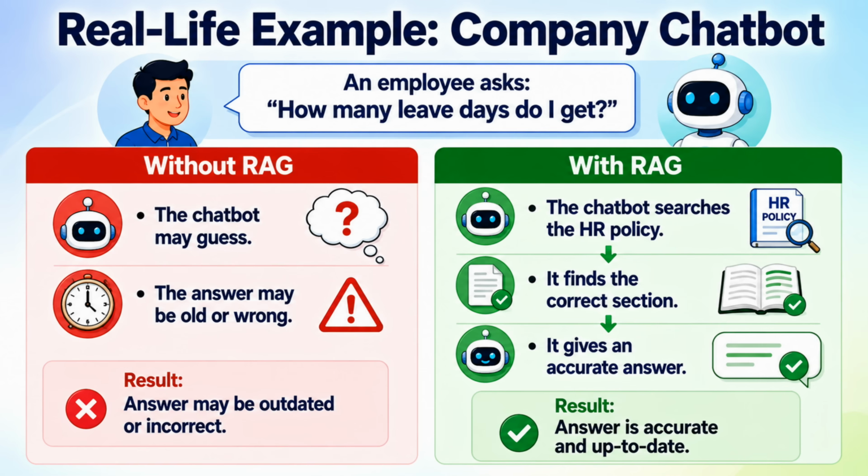Now we will see a real life example, a company chatbot. An employee asks, how many leave days do I get? Without RAG, the chatbot may guess. The answer may be old or wrong. Result, the answer may be outdated or incorrect. With RAG, the chatbot searches the HR policy. It finds the correct section. It gives an accurate answer. Result, the answer is accurate and up to date.